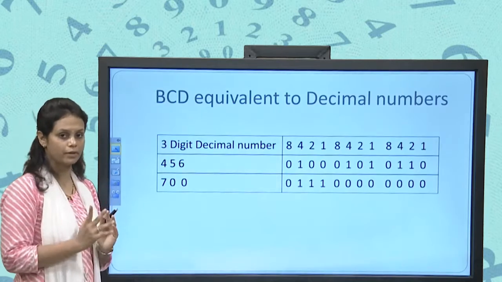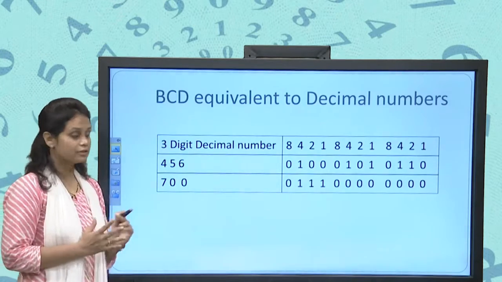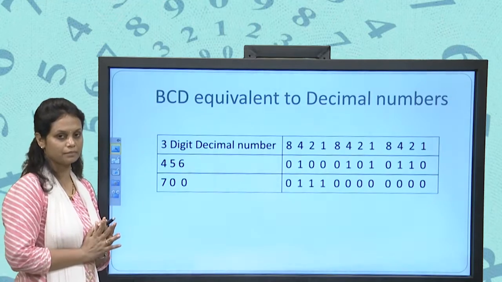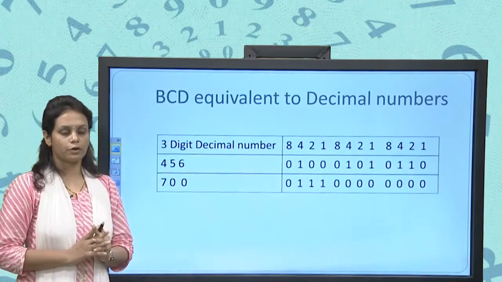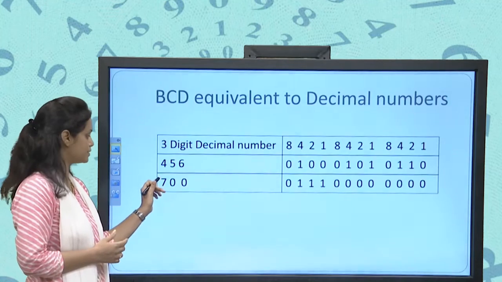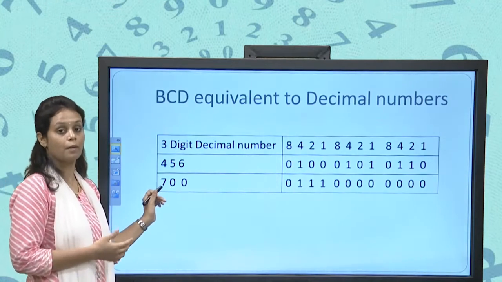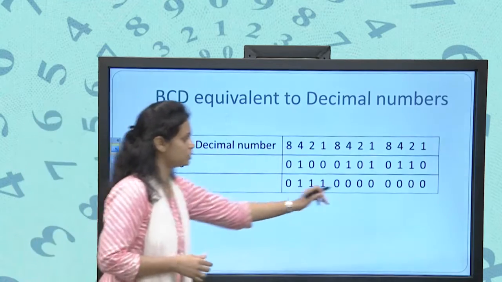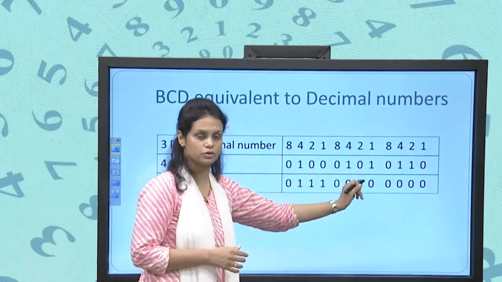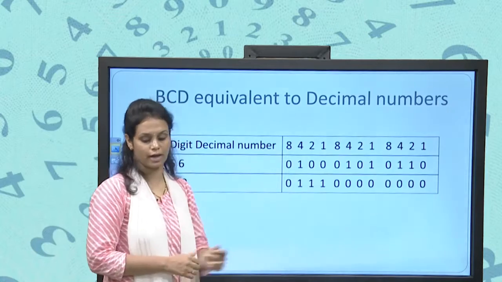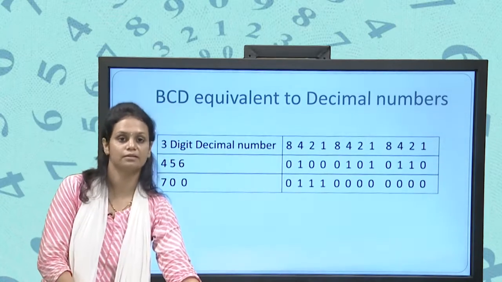We will see one more example. We are using a 3-digit decimal number. Our decimal number is 700 in the next example. Again, we will represent 0, we will represent 0 and we will represent 7, but each digit occupies 4 bits. So it is 0 0 0 0, 0 0 0 0, and for the 7 we will use 0 1 1 1. I think now your idea and your concept is clear.